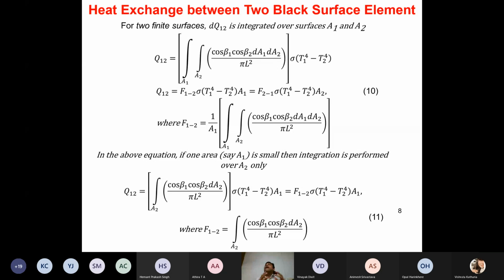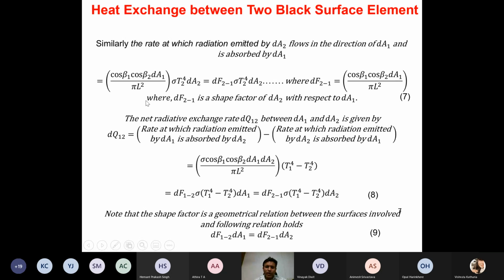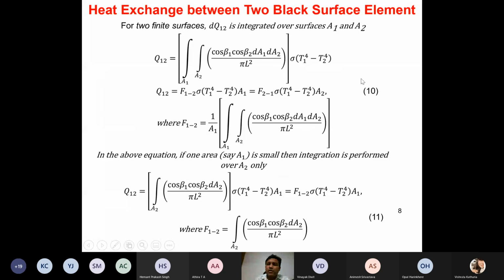Okay, so far we were looking at the differential heat transfer. We wanted to find out the total heat transfer. So what we have to do is integrate this differential surface area dA1 and dA2 with respect to its total area. So the total heat transfer Q12 is nothing but the integration of this particular equation with respect to area 1 and area 2, and that is what has been done in equation number 10.